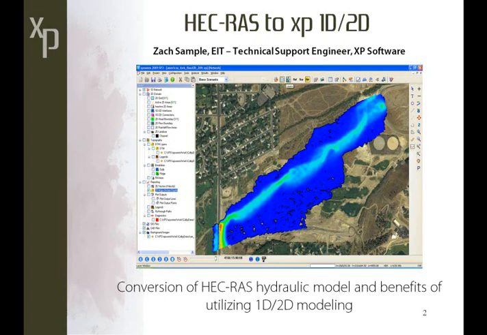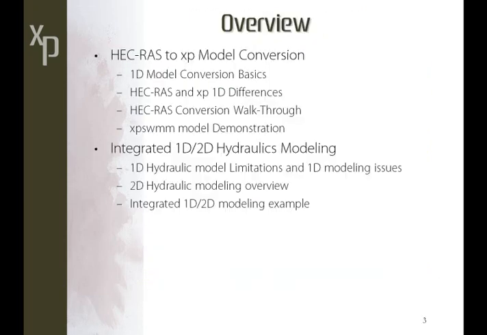And today we'll be going over a conversion of a HEC-RAS model into XP, as well as the benefits of utilizing 1D, 2D modeling. So to get in a little more detail, we'll be discussing 1D model conversion basics, HEC-RAS and XP 1D differences, HEC-RAS conversion walkthrough, as well as a short XPSWM 1D model demonstration. And once we get into the second half of our presentation, the integrated 1D, 2D hydraulics modeling, we'll talk about 1D hydraulic model limitations and 1D modeling issues, 2D hydraulic modeling overview, as well as an integrated 1D, 2D model example.